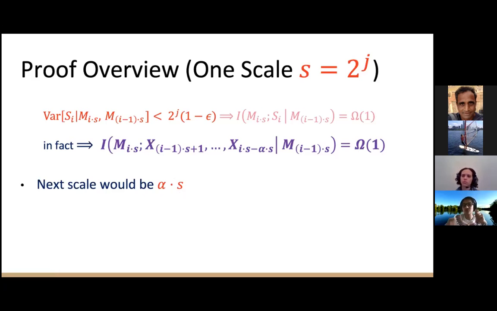So your scale is not being divided by 2, but is being multiplied by a factor of alpha, which is much less than 2. But still it gives a constant times log i lower bound. So now, summing over the scales, you can prove that Mi needs to have log i amounts of information about the input stream up to the ith level.